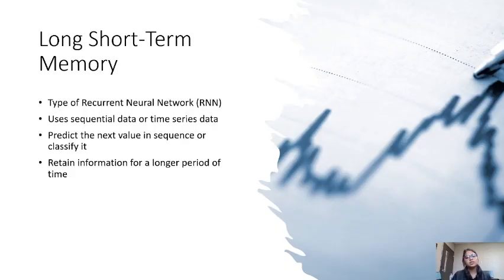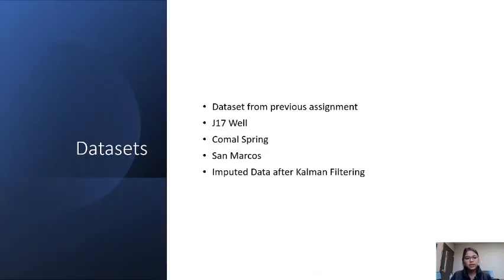LSTM stands for long short term memory. It is a type of recurrent neural network. The recurrent neural network uses sequential data or time series data to predict the next value in a sequence or classify it. LSTM is helpful because it retains information for a longer period of time.